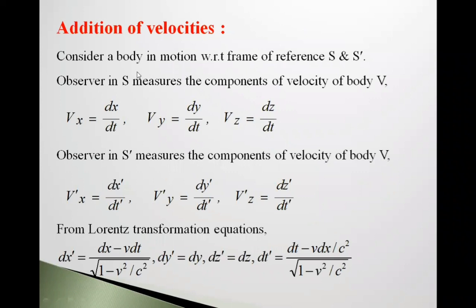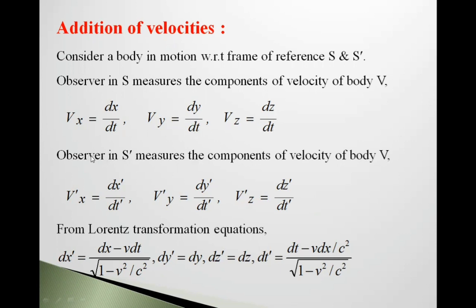So friends, consider a body in motion with respect to frames S and S dash. The observer in the S frame measures the components of velocity of that body, whose velocity is V, as Vx equal to dx by dt, Vy equal to dy by dt, and Vz equal to dz by dt.